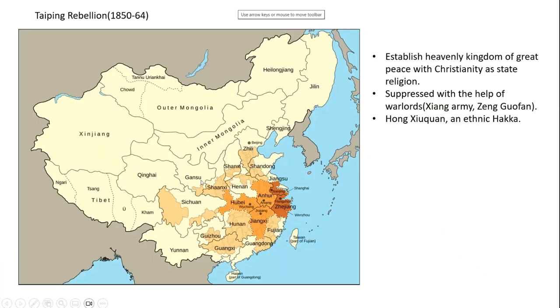Also during this time, the Taiping rebellion was going on. The Christian missionaries had been successful in converting a large number of people to Christianity. These Christian converts wanted to establish the Heavenly Kingdom of Great Peace with Christianity as the state religion. They started a civil war against the rulers, the Manchu dynasty, the Qing dynasty. You can see this was the initial extent of their rule. They nearly captured this much territory in the initial phases of the war until they were suppressed with the help of warlords, for example the Xiang army led by Zeng Guofan. This army of Christian converts was mainly led by Hong Xiuquan, an ethnic Hakka.